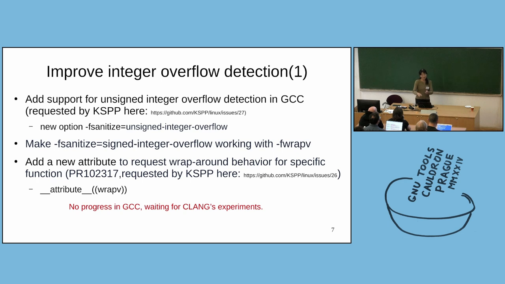So there are some requests from the Linux kernel, but within this year we don't have any progress in GCC because the KSPP project decided to wait for the experiment between Clang and the Linux kernel, because there is some special requirement from the Linux kernel. I will explain that a little bit later in a later slide. So we think it's better to do the experiment first in Clang, and then if it's successful, GCC will catch up in this area.